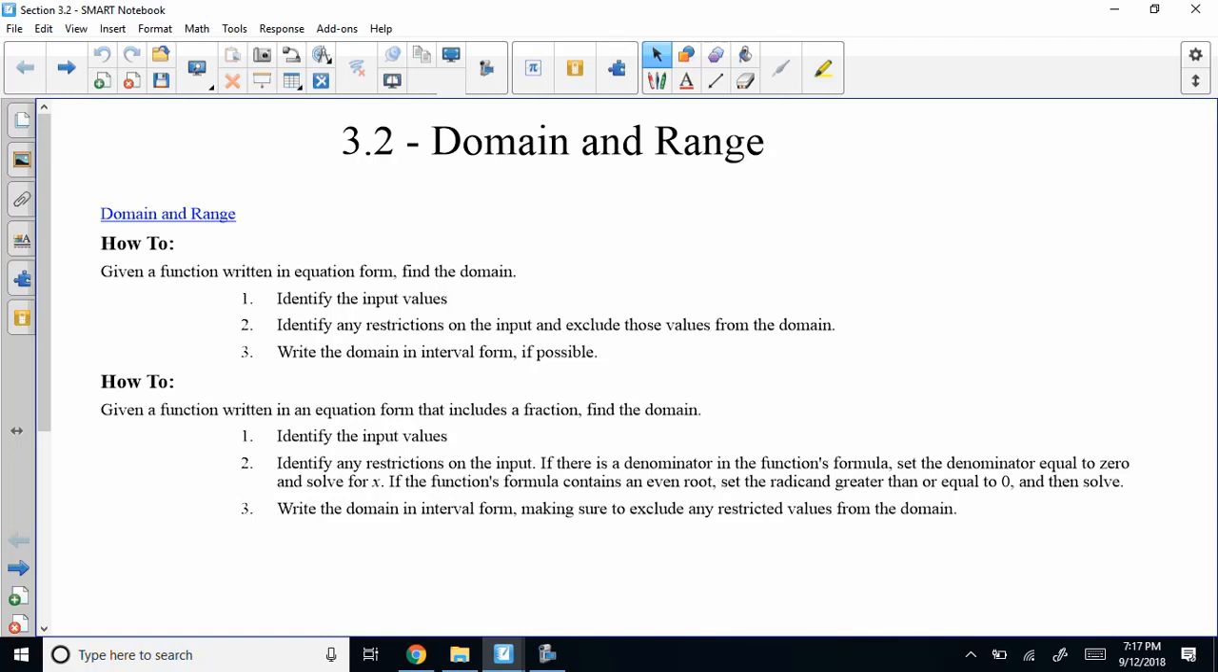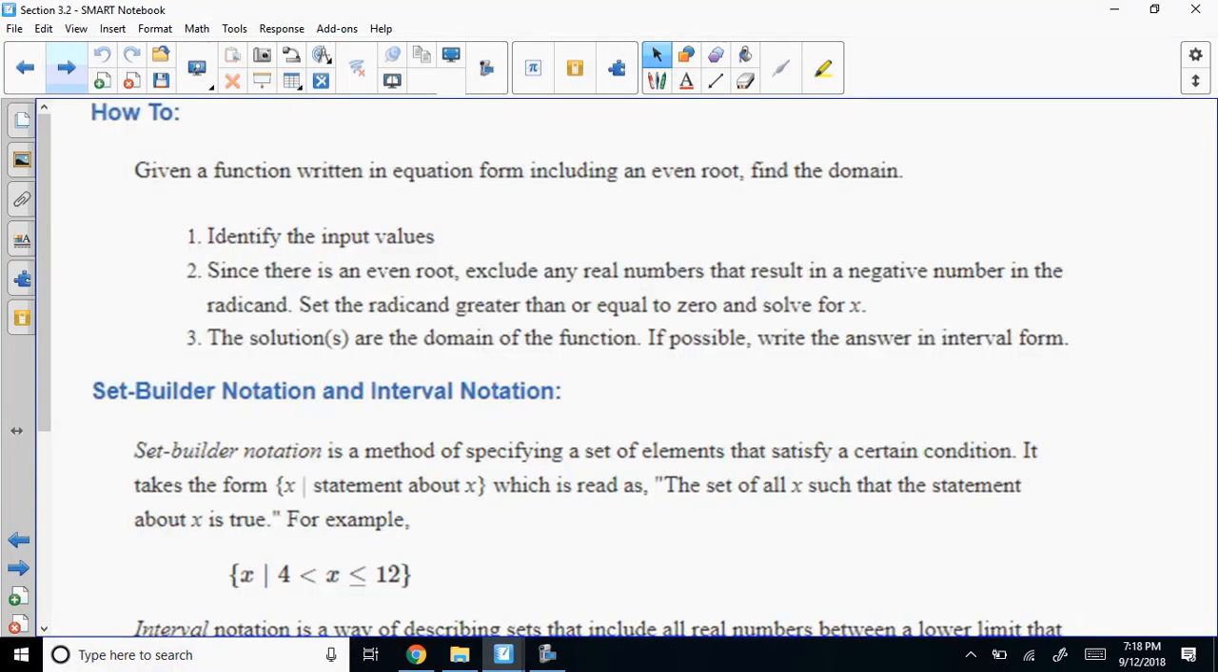If you're looking at a domain of a radical, then you're going to set the radicand, which is everything underneath the radical, to greater than or equal to 0 and solve. And then you'll have the domain for that. So that's what it's saying down here. If there's a denominator in the function's formula, or if it contains an even root, set the radicand greater than or equal to 0, then solve. So some things in there.